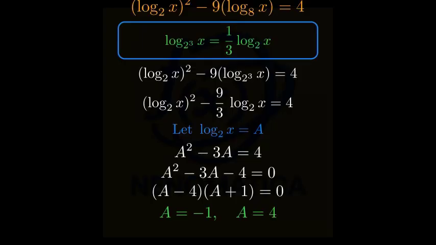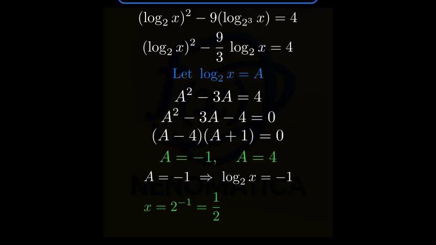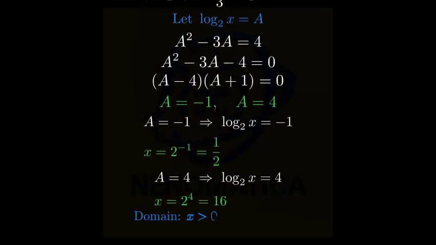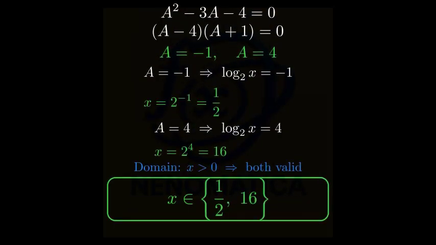Step 5. Back substitute to find x. If a equals negative 1, then log base 2 of x equals negative 1. So x equals 2 to the negative 1, which is 1/2. If a equals 4, then log base 2 of x equals 4. So x equals 2 to the 4th, which is 16. Finally, check the domain. Since x must be positive, both solutions are valid. The solution set is x equals 1/2 and x equals 16.